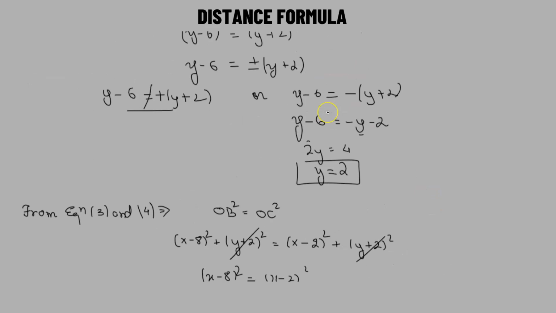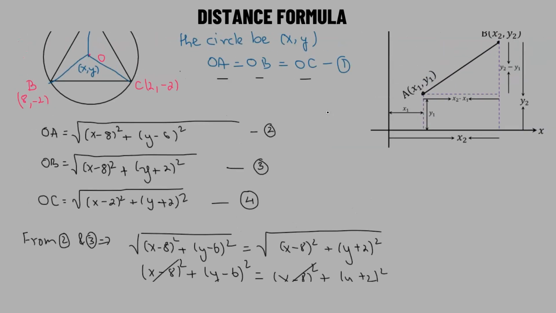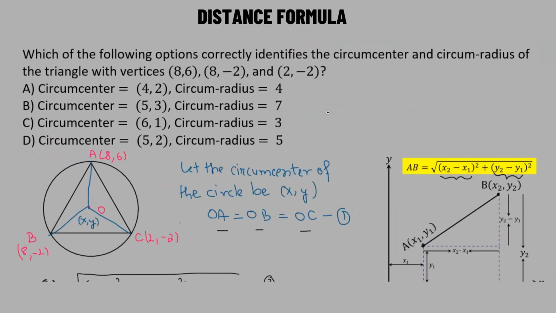So we have now obtained the value of x equals 5 and y equals 2. So that's going to be the center of the circle. So our center we have obtained, that's (5, 2). So that means option D must be correct. So that's (5, 2). But also let's confirm that the radius is also 5 units.